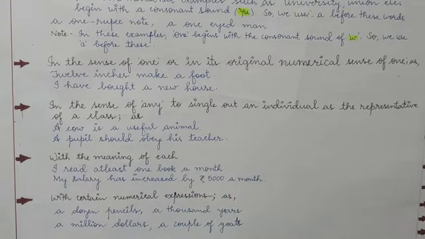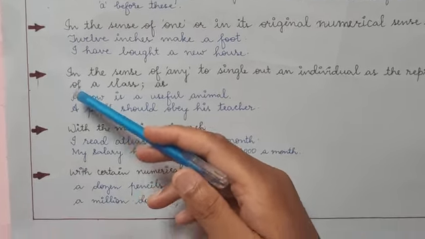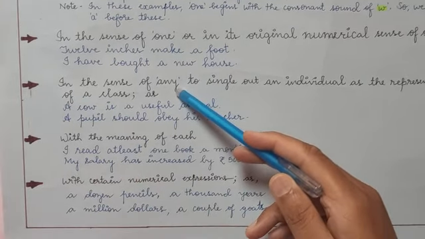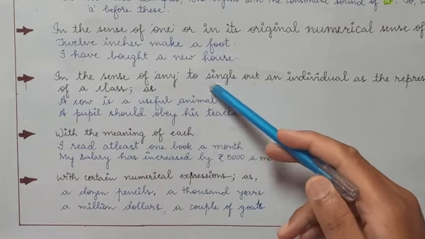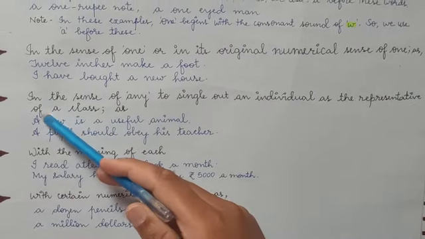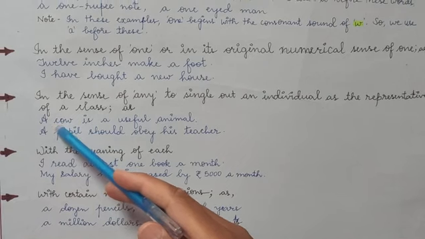Let us see next example. Next rule. In the sense of any, to single out an individual as the representative of a class. We use here, suppose cow.